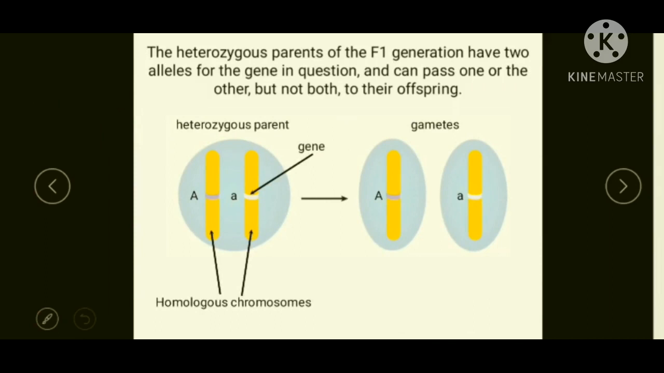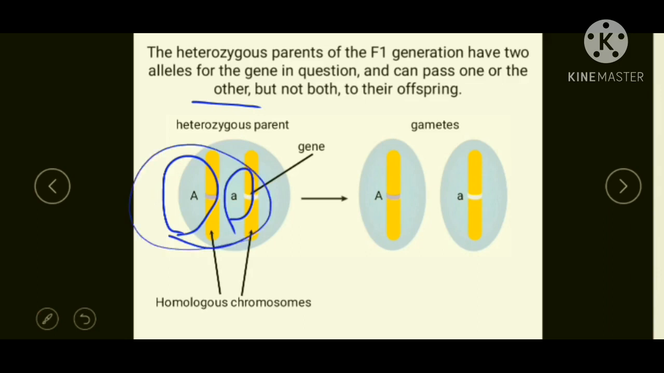The heterozygous parent of the F1 generation has two alleles for the gene in question, and can pass one or the other, but not both. They can pass either this or this, but not both. They may pass one capital A or one small a, but they do not pass both of them at the same time.